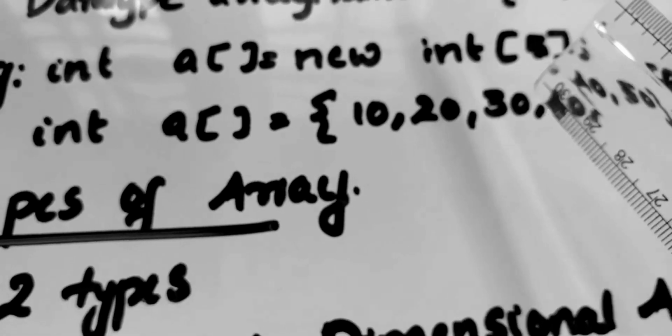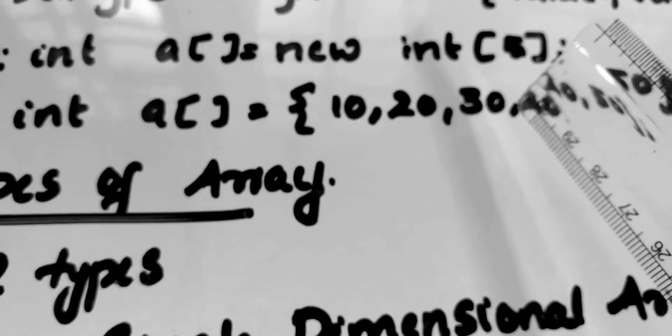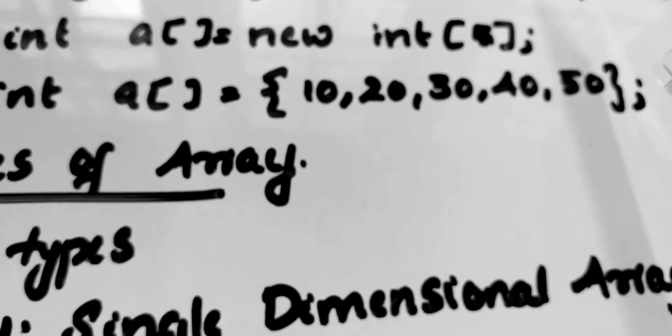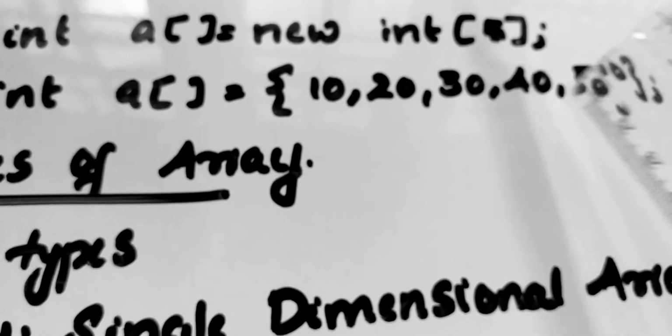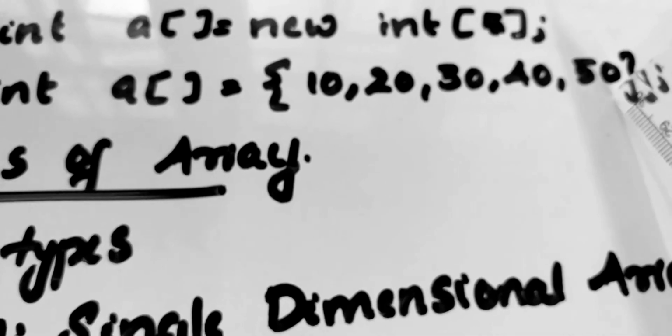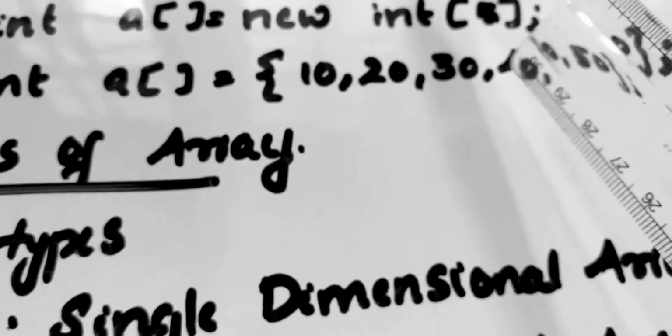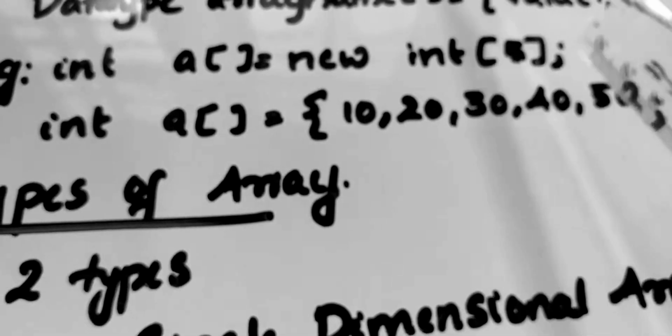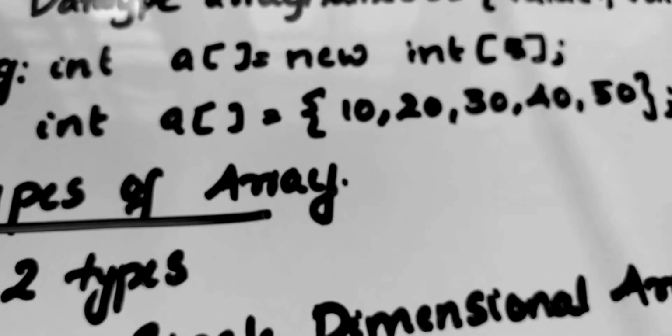Then the second method is data type, array name. That is, int a equal to open brace. Then we have assigned 5 values to the array: 10, 20, 30, 40, 50, and after that close the curly brace and semicolon. Here we can see that there are a total of 5 elements in that array. Which are the array elements? The first element of the array is 10, the second element is 20, the third is 30, the fourth is 40, and the fifth element is 50. So these are the two methods of declaration of an array.